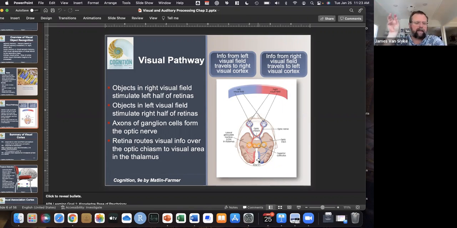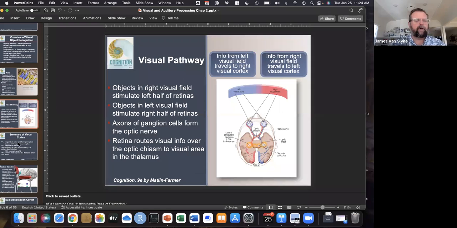The eyes take in that first part of the distal stimulus. But then the brain is what processes all of that information and begins to make sense of something. So we don't really recognize what something is until that information has gone much further back within our brains.